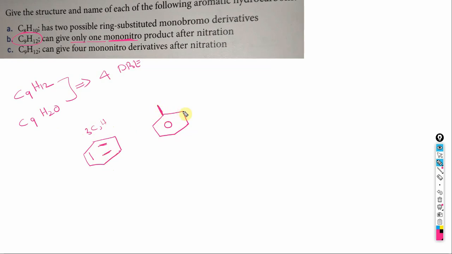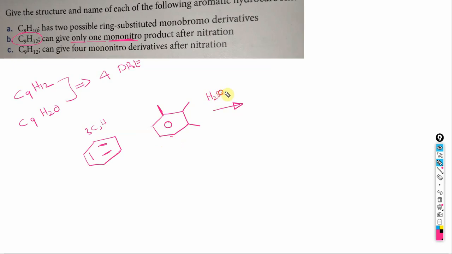So let's say we take this example. So 1, 2, 3 hydrogens, and each of these carbons has 3 hydrogens. So this is 9 plus 3, 12, right? So this is C9H12.